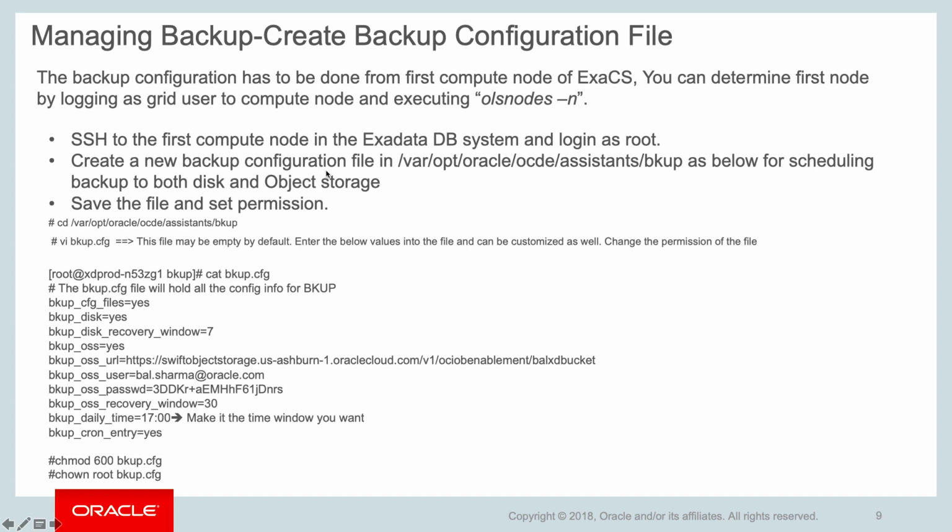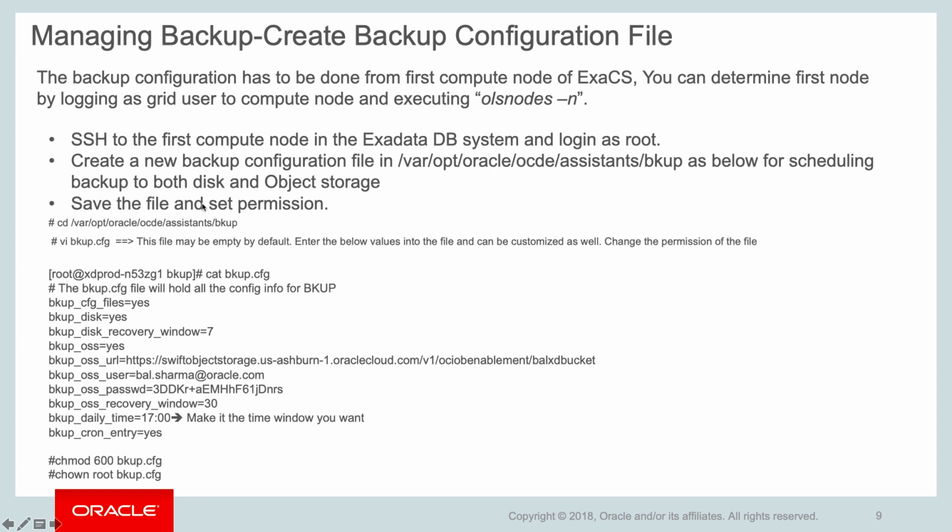You can create this file anywhere, in the temp directory, or on the Oracle home, or any place which you can access. In my example, I'm going to create this file under /var/opt/oracle/ocde/assistants/backup, and that will be used for scheduling backups on both the disk as well as object storage.